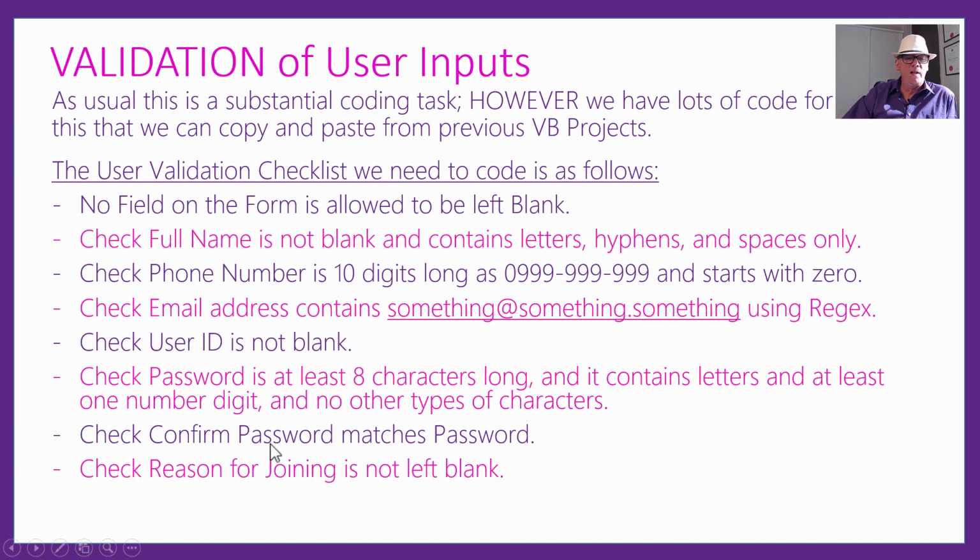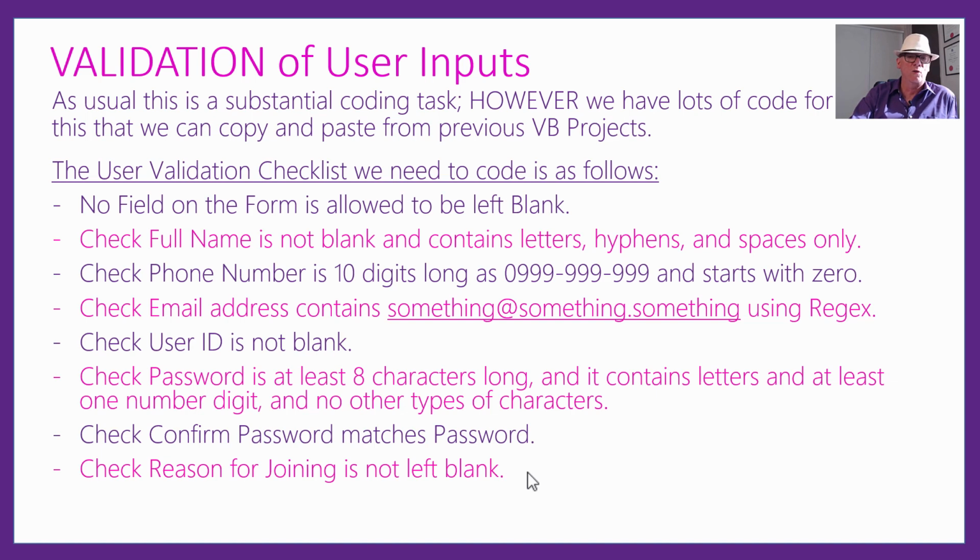And then easy peasy, just check the confirm password's exactly the same as the password that they put in, and check their reason for joining. They've got to have that text box at the bottom where they write why they want to join up. They cannot leave that blank, but we can't really check what they put in there as long as it's not left blank. So they're all the validations we do, and as usual, we do them one at a time. Start with the name, put the code in to check the name, run the form, check that the name stuff's working okay. If it is, we move on to the phone number, get all that working. So we do this all step by step by step.